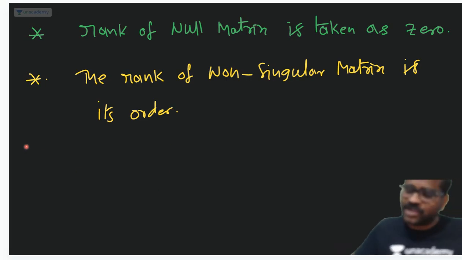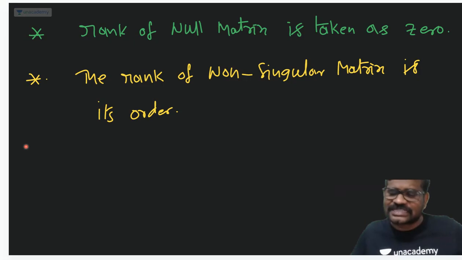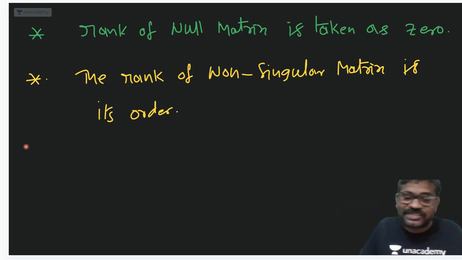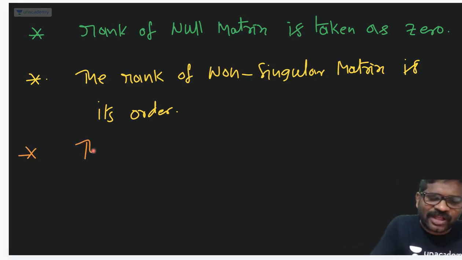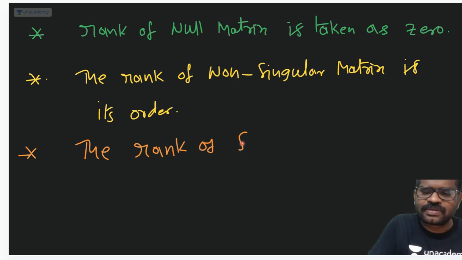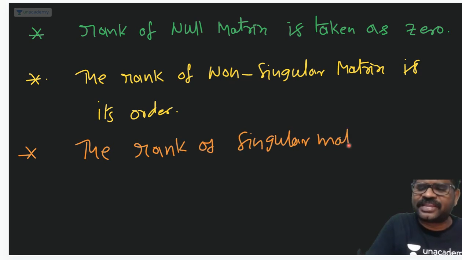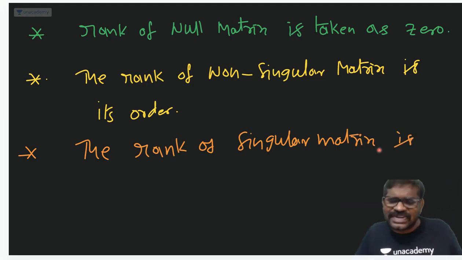Rank of non-singular is its order. What about the rank of a singular matrix? Rank of a singular matrix is less than its order, or greater than its order, or equal to its order. Which one?